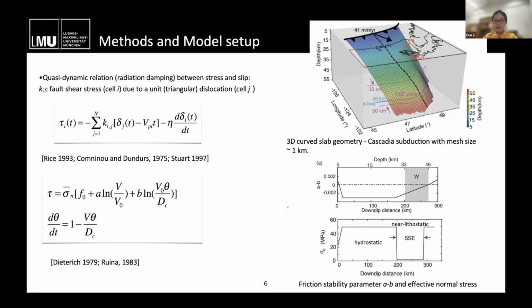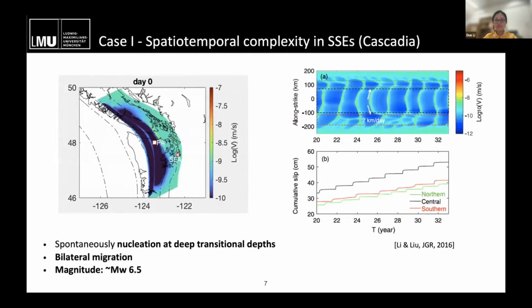And our fault will be driven by the long-term tectonic loading, and we can have this spontaneous appearance of slow slip that nucleates at the deep transitional depths and propagates very slowly up-dip, and then bilaterally migrates and then stops. So the movie on the left shows the fault slip during one episode of slow slip, and the figure on the right shows the long-term variation between different episodes.